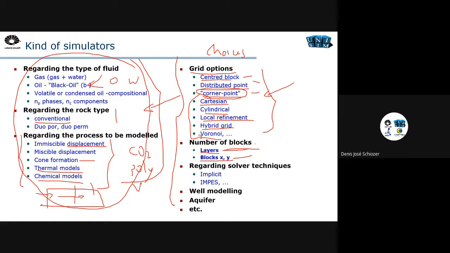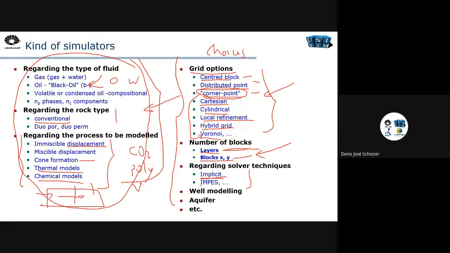Okay, once we have selected the type of grids and the number of blocks we're going to have, we have to select how we're going to solve the equations. I'm going to show you in the next classes that we can solve all the equations at the same time, that we call implicit models. We're going to solve all the equations, all the variables at the same time.